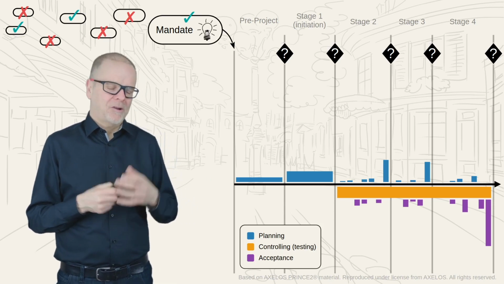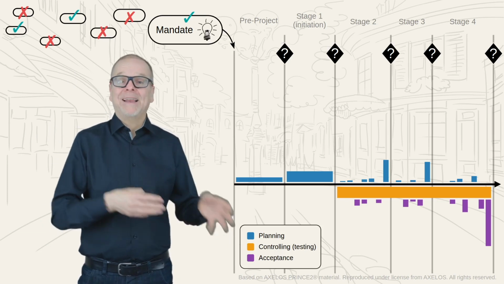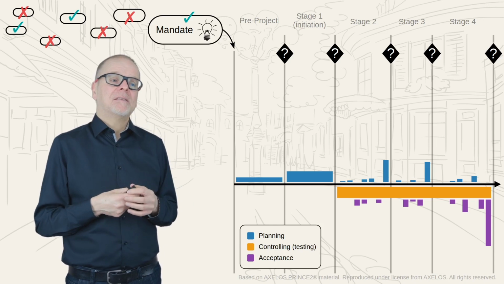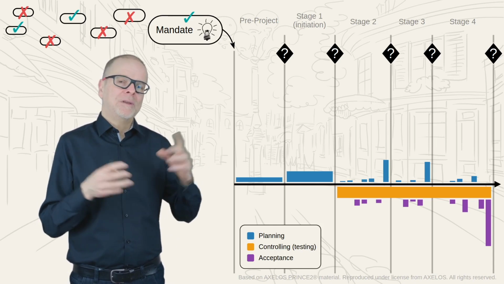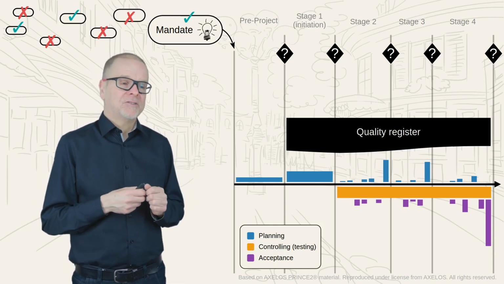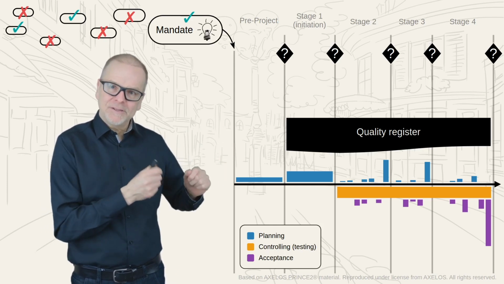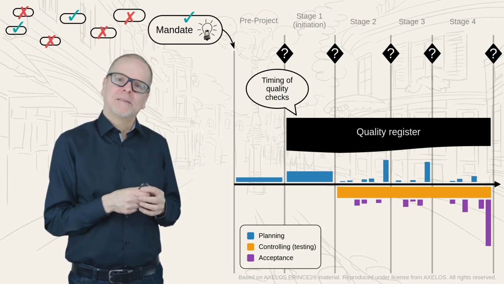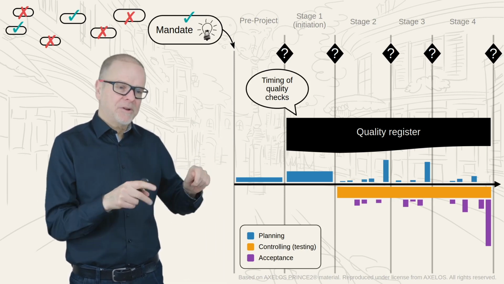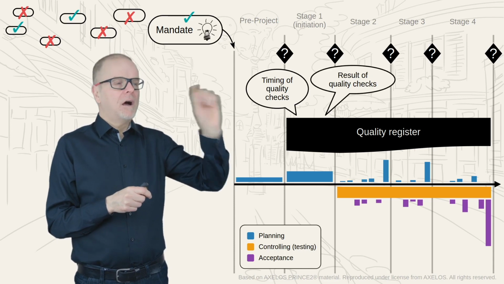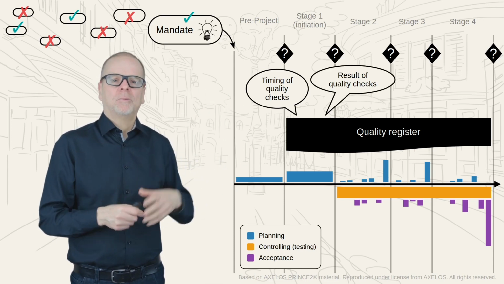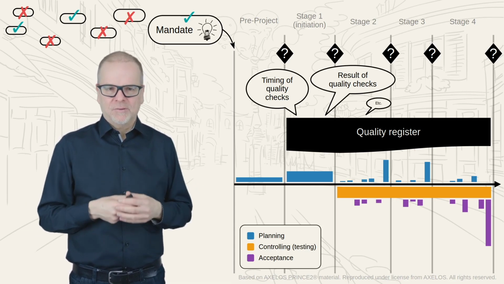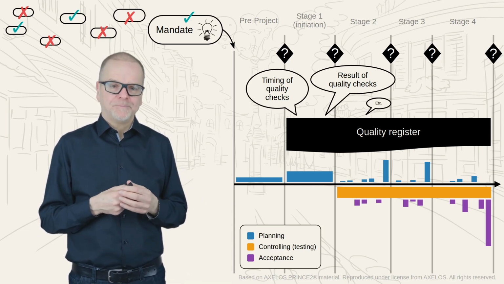PRINCE2 says one more thing here. When we're planning a stage, so we know what deliverables we're going to work on in the next stage, it says keep an overview in a kind of register, they call it a quality register, of when products will be delivered and when quality checks can take place. So keep that in a kind of spreadsheet, and then put the result of the quality check in there as well. So it calls that a quality register. That's another one of the documents which PRINCE2 says to do.